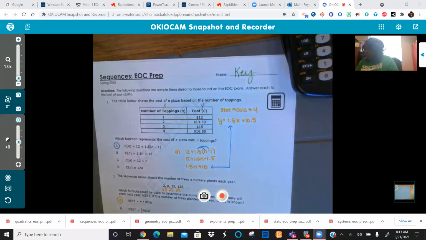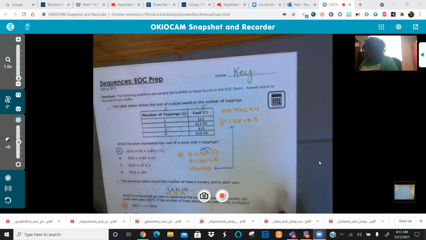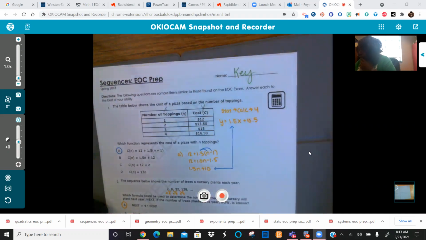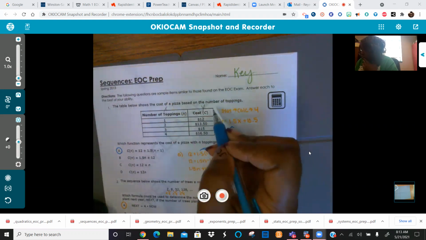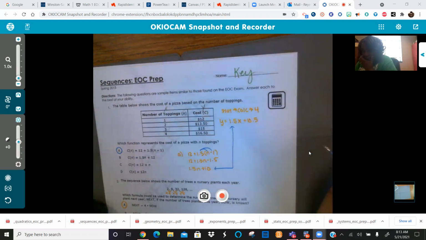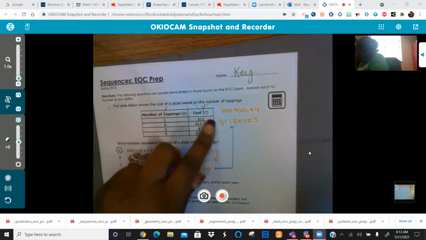All right. So here it says, number 1, the table below shows the cost of the pizza based on the number of toppings. This is my X and this is my Y. My cost is dependent on the number of toppings. Okay, toppings. All right, so I'm going to write this as an equation.